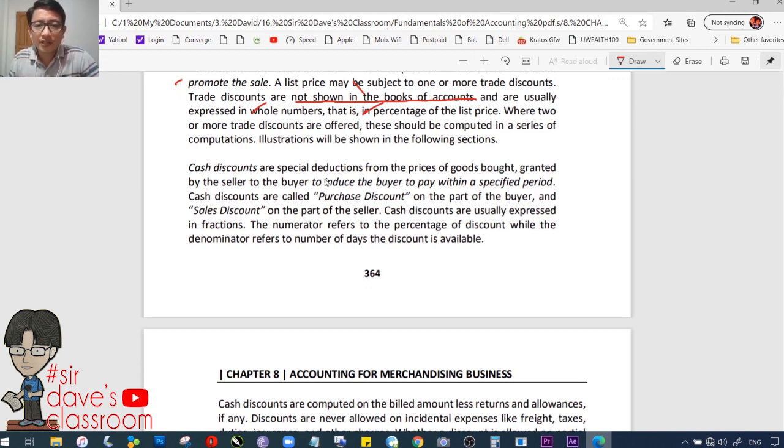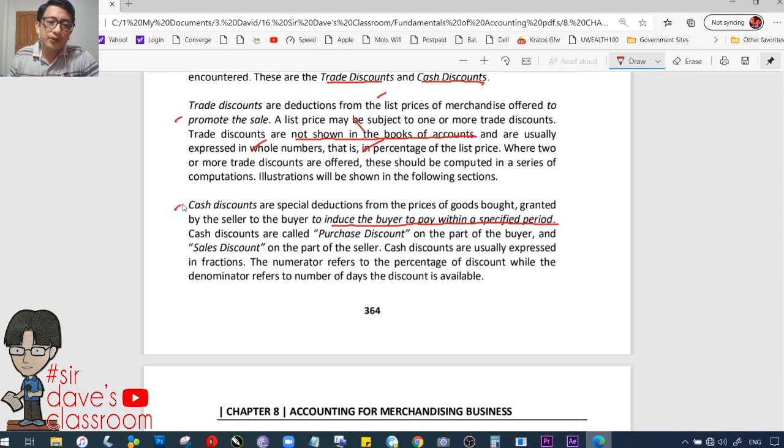Cash discounts are special deductions from purchases of goods bought, granted by the seller to the buyer to induce the buyer to pay within a specified period. So, taking it this way, pag sinabing trade discount, sali ka na suki, bumili ka na sa akin, bibigyan kita ng discount. Trade discount ang tawag doon. O pagka naman napapasok mo na yung customer, pwede mo uli siyang alukin ng another discount. Magbayad ka ng maaga suki, bibigyan uli kita ng discount. Cash discount naman yun. So, magkaiba yung motivation. Pagka cash discount, in order to induce the buyer to pay promptly or earlier.